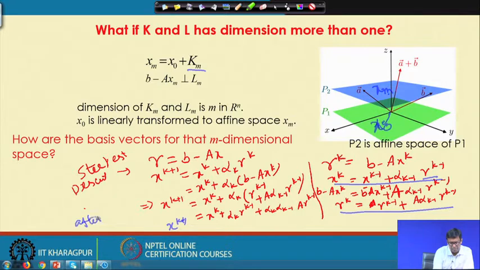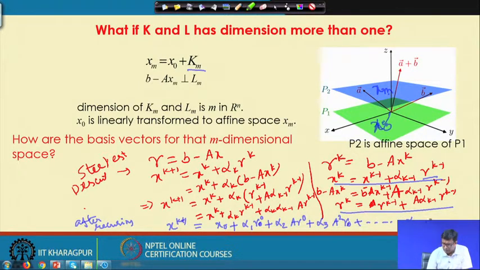So, after recursions, x is equal to x 0 plus alpha 1 r 0 plus alpha 2 A r 0 plus alpha 3 A square r 0, and so on up to alpha k minus 1 A to the power k r 0, something like that.